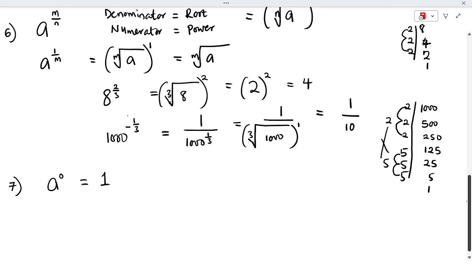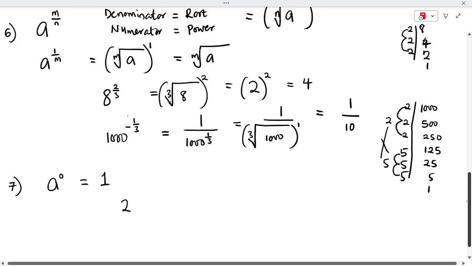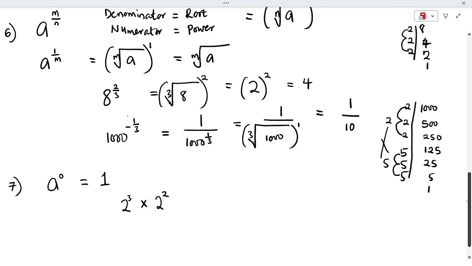An example, let's say you are given 2 raised to power 3 times 2 raised to power 2 divided by 2 raised to power 5. Something like this. Just trying to put in more laws for us to see and use, because most times you won't just get a question where you apply only one law. It will be a combination of laws. So now it's quite simple.